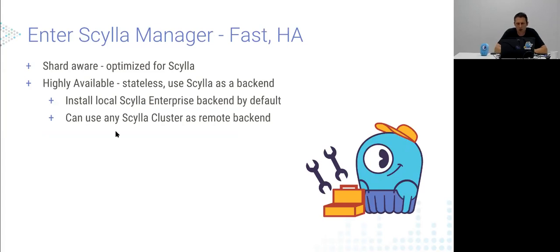The manager itself is optimized for Scylla, so it will split the segment that I just mentioned into a by-shard basis, which makes the entire process, the cross-cluster repair, much faster than if you try naively to run nodetool repair on each node one after the other, which will work as well, just a little bit slower. The manager itself is completely stateless, and as I mentioned, uses the Scylla database itself as a backend or as a data store.